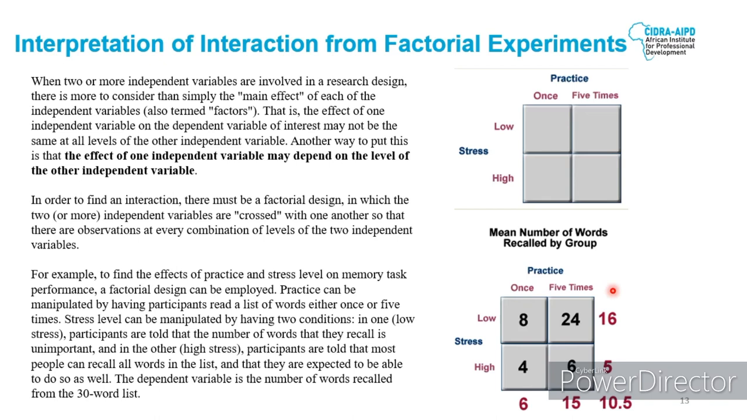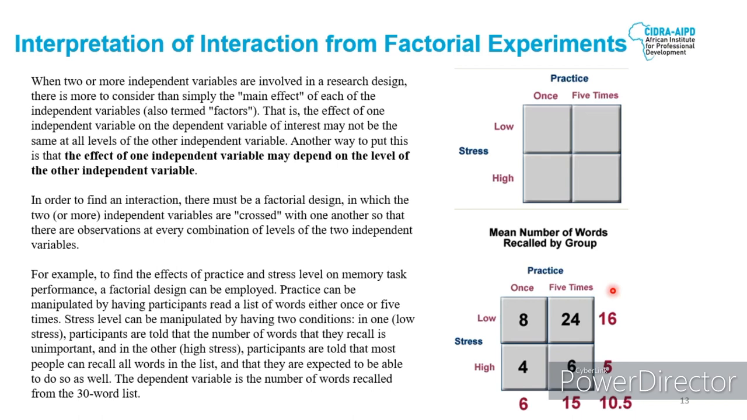So, the question is: do we have evidence of an interaction in the study? Well, one way to answer this question is to begin by describing the mean effects. If we need to qualify our statements about the mean effects by saying "it depends," then we have evidence that there may be an interaction. It appears that there may be a main effect of stress. High stress conditions result in recall of fewer words than low stress conditions. It also appears that there is a main effect of practice. Five practices results in better recall of words than just one practice.